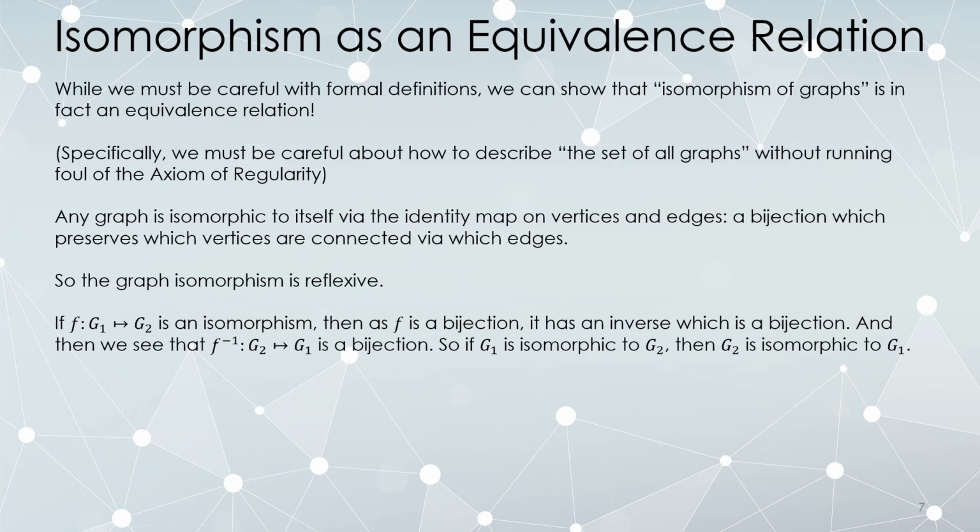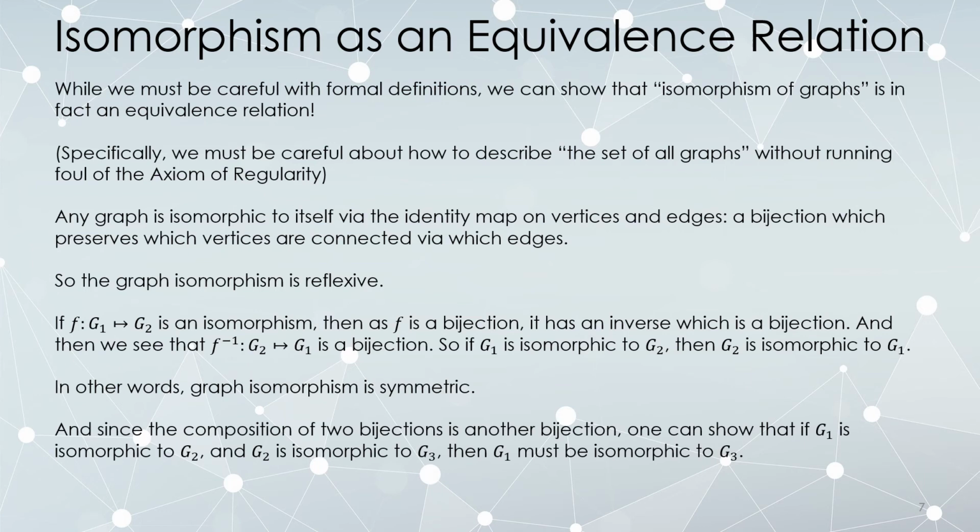Suppose I have an isomorphism between two graphs. Since this function has to be a bijection, it has an inverse which is a bijection. And what you'll see is that if you can map vertices from graph 1 to graph 2 that preserve edges, I can just go backwards and map the vertices from graph 2 back to graph 1, which also preserves edges. So if G1 is isomorphic to G2 by the function f, f inverse establishes an isomorphism from G2 back to G1. In other words, this relationship, are two graphs isomorphic or not, is symmetric.